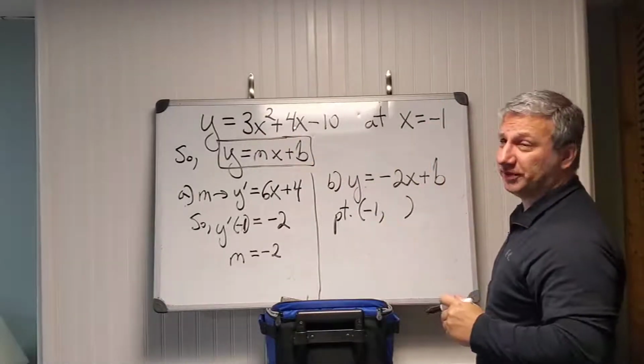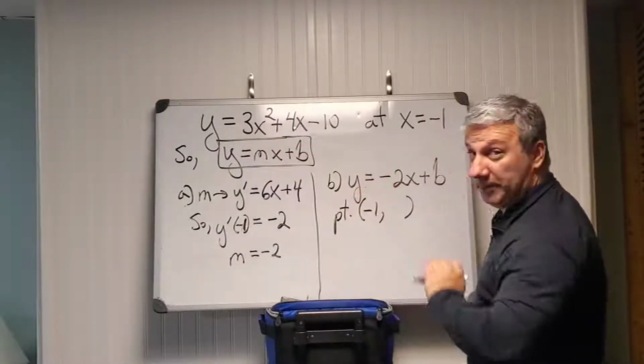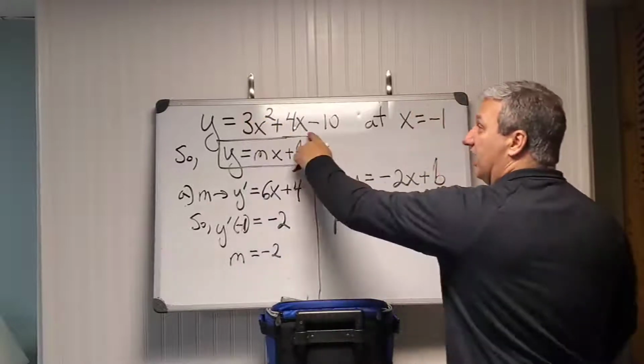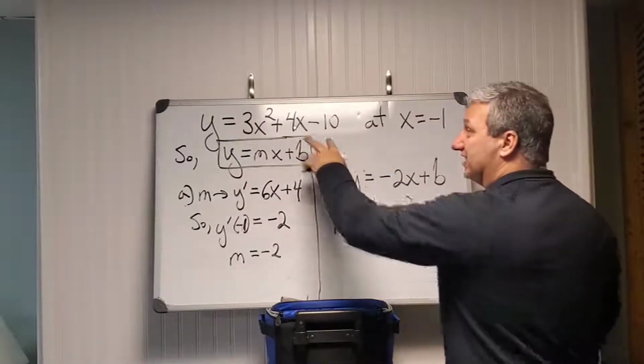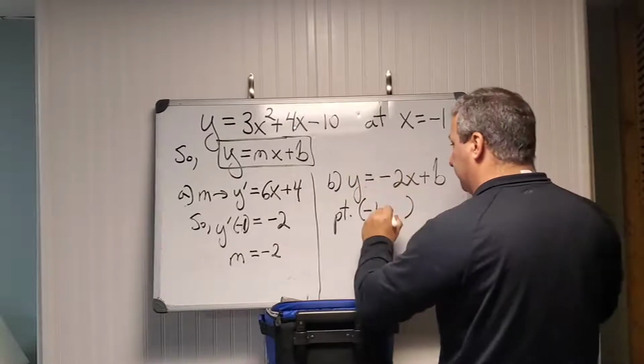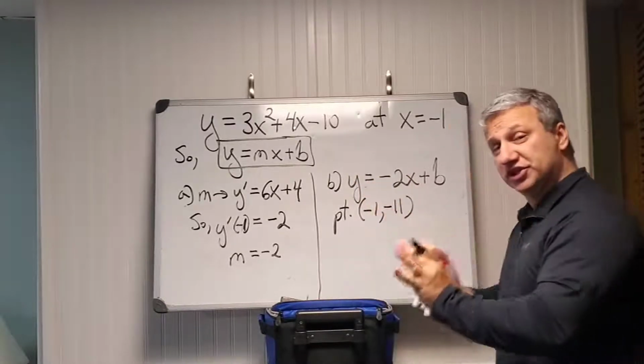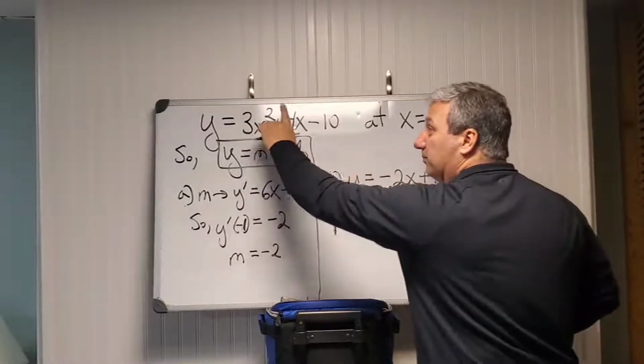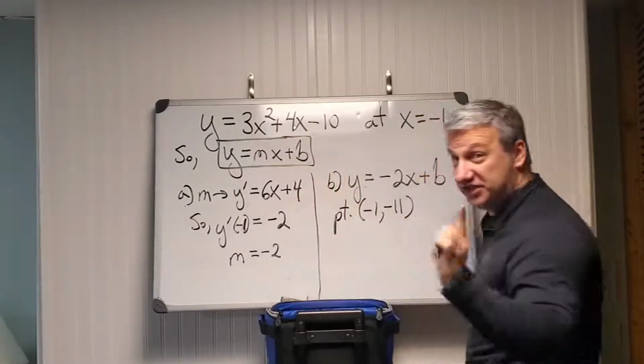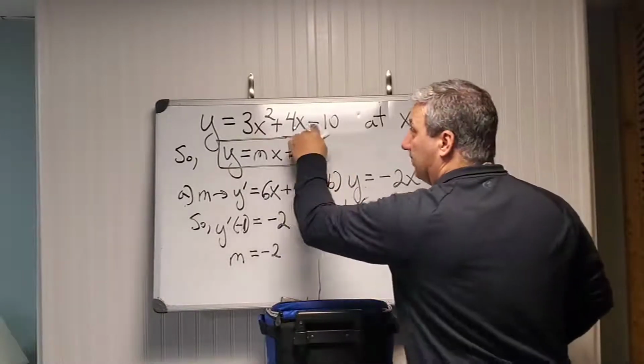So we plug in -1. Be careful with the algebra, guys. -1 squared is 1. So that's 3. -1 times 4 is -4. That's 3 minus 4 minus 10, which is -11. I'm going to just check that one more time. -1 in parentheses. All right, when you plug it into your TI, if you're going to use your TI, you better put that in parentheses.